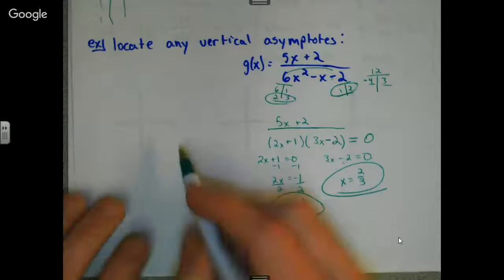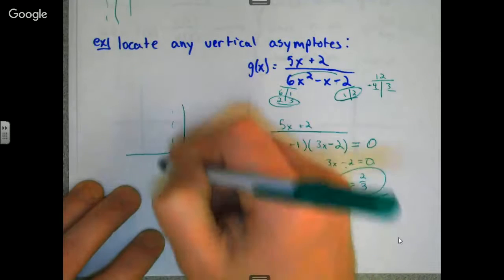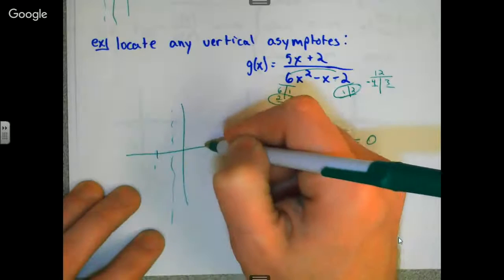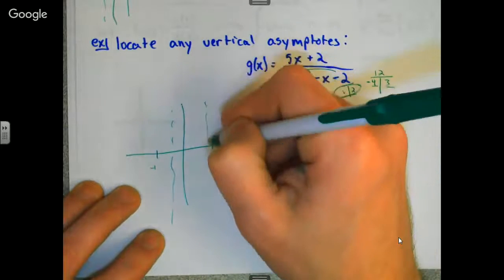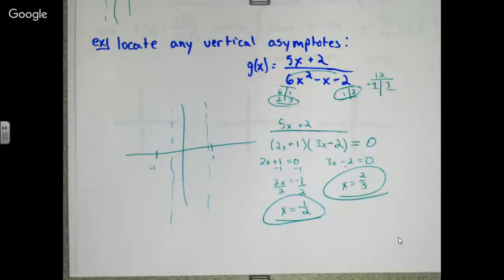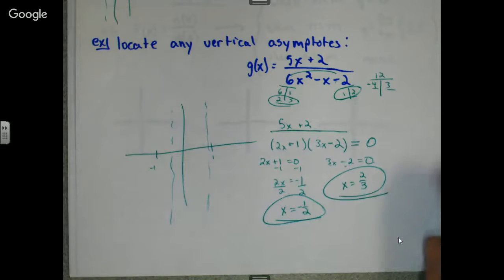So I've got this graph here with minus a half. So there's 1. There's positive 1, minus 1, and 2/3. So I've got two vertical asymptotes there that my graph cannot cross. And we'll talk more about how I know where that graph is.